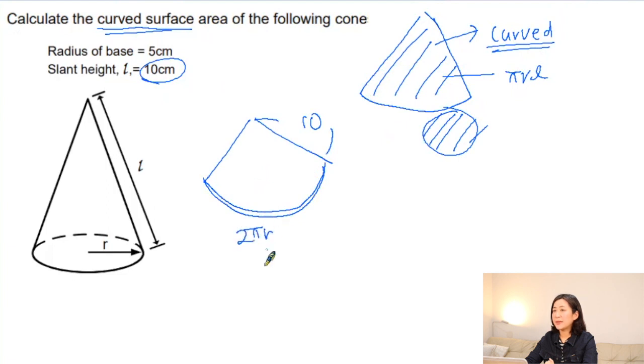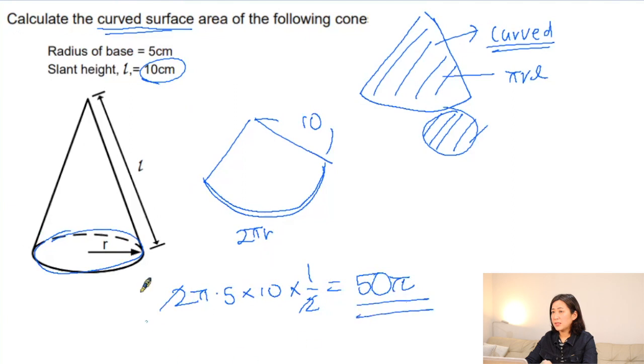Then we also know that the round, curved part will be the circumference of a circle, right? That's 2 pi r, right? Then r is 5 centimeters. So we can say that the curved side is 10 pi, then times the L, and then divide by 2. That will be 50 pi.